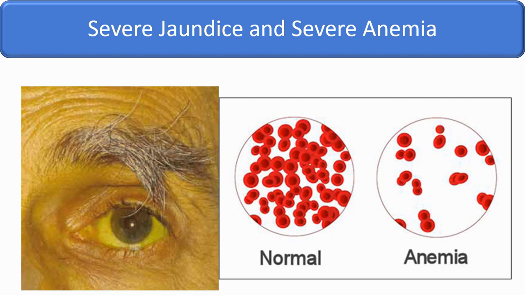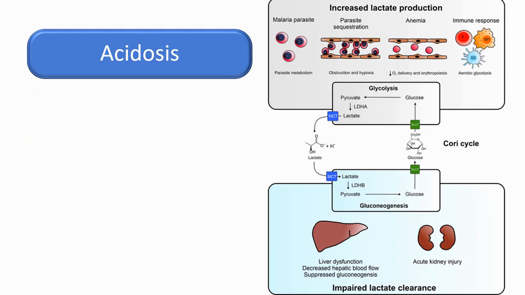Patients can present with severe jaundice. More common among adults than children, it results from hemolysis, hepatocyte injury, and cholestasis. They can also have severe normochromic normocytic anemia characterized by hematocrit of less than 15% or hemoglobin level of less than 5 gram per deciliter with parasitemia level of more than 10^5 per microliter. Acidosis is the result of accumulation of organic acids like lactic acid.